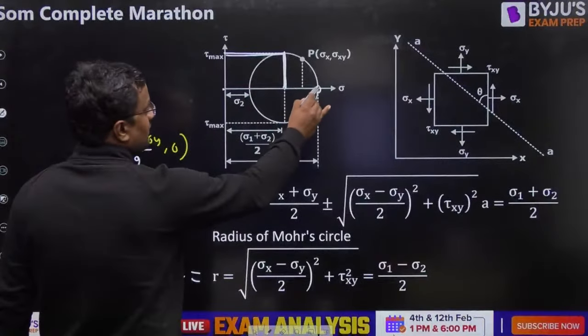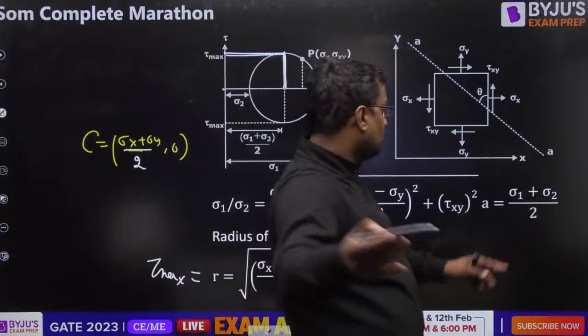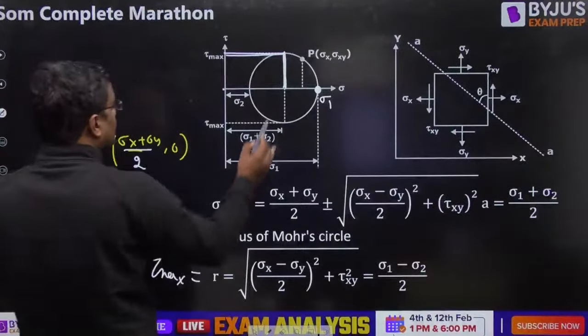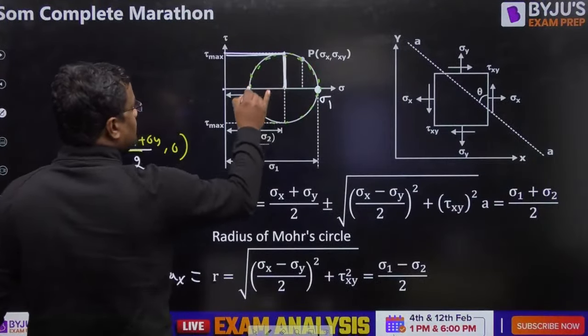And if this is sigma 1 major, out of the various, what does the Mohr circle represent? What does the Mohr circle represent? In the Mohr circle there are infinite points.